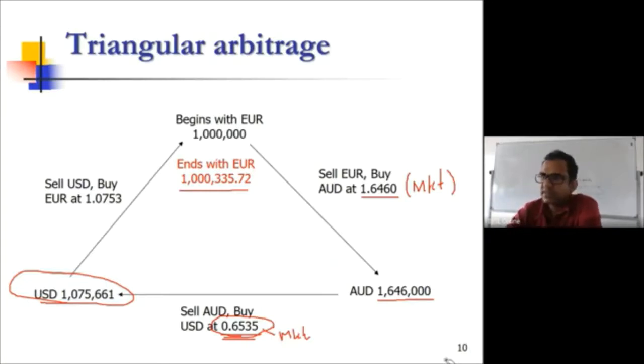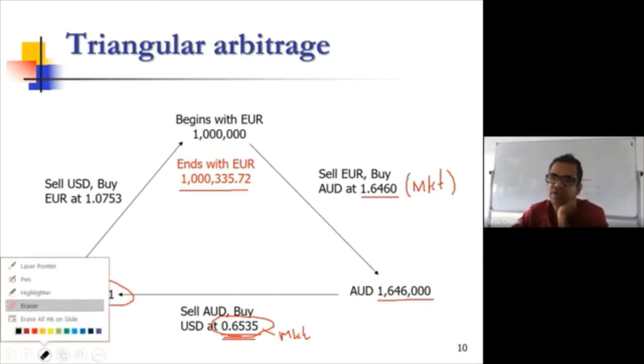Once you complete this, you earn this profit. There's another way you could have realized the profit in dollars. Instead of converting all this dollar amount to euro, you can use only part of this dollar amount to buy exactly euro 1 million. What is the amount of dollars that you need to buy euro 1 million?